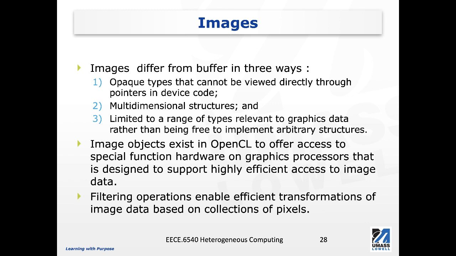Images are different from buffers in several ways. They are opaque data types that cannot be viewed directly through pointers. They are multi-dimensional structures and have a limited range of types for graphics data, rather than being free to implement any arbitrary data structures. Image objects offer access to special function hardware on graphics processors or FPGAs to support highly efficient access to image data. There are specific filtering operations that allow efficient transformation of the image data based on the pixels.